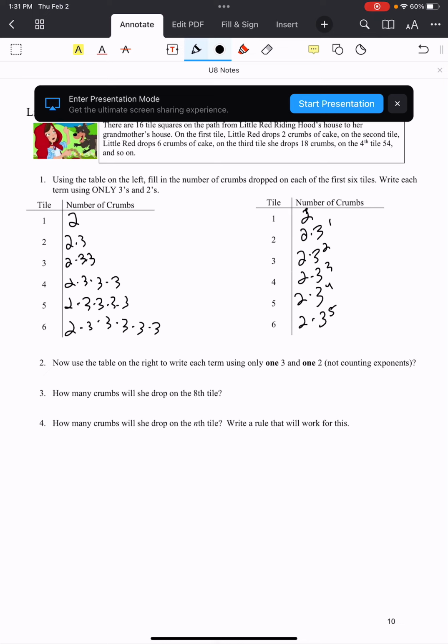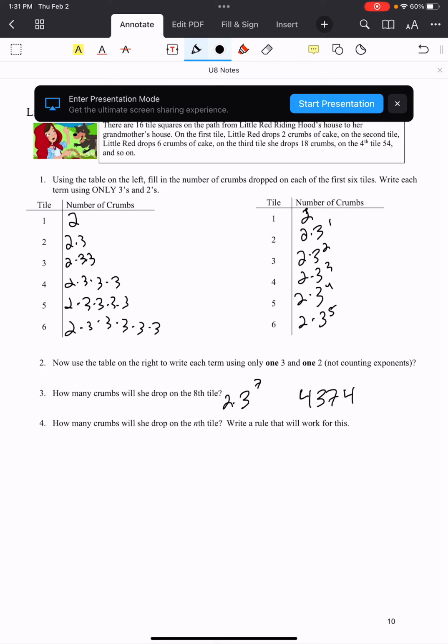Okay, so if I wanted to know how many crumbs she'll drop on the 8th tile, it would be 3 to the 7th times the 2. That's what I put in my calculator. Isn't that crazy? 4,374. Nailed it. Now, I want you to look for patterns here.